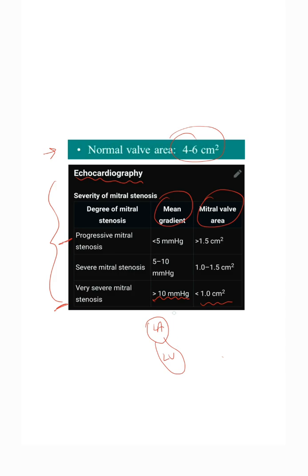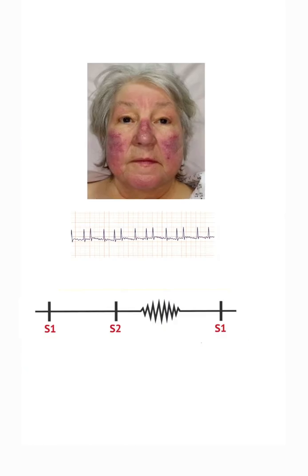Here we can see the various peripheral signs which can be observed in mitral stenosis. Malar flush due to back pressure and buildup of carbon dioxide. Atrial fibrillation, which can be seen as an irregular pulse and loss of A wave in JVP. Left parasternal heave may be present due to right ventricular hypertrophy.